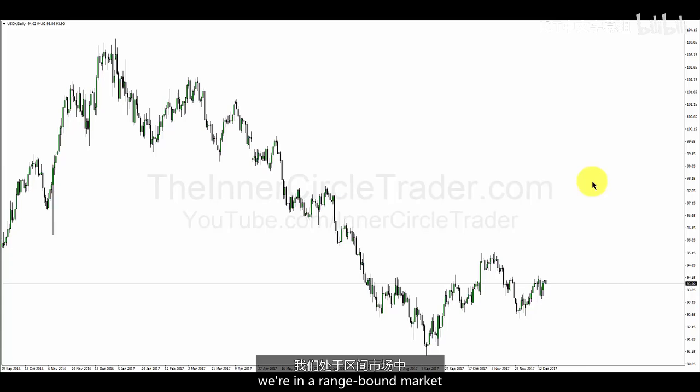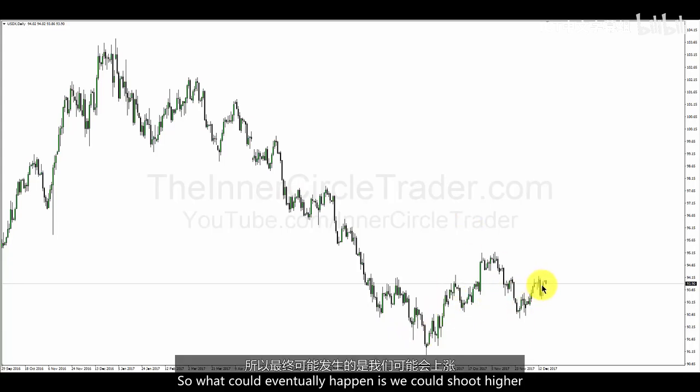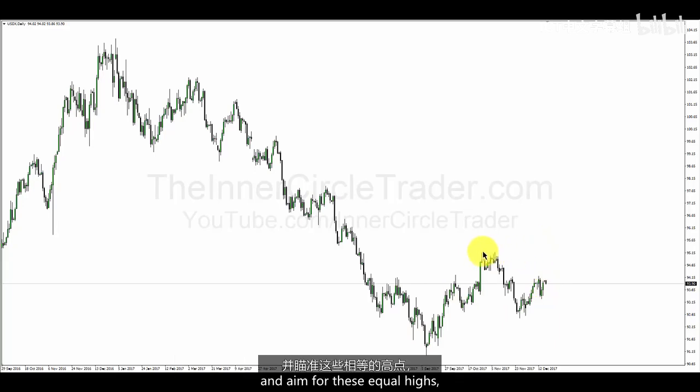Right now, we're in a range-bound market, or could potentially be a reversal. If we look at the trend, it's been lower. We have a potential reversal point down here, and we've gone sideways. So what could eventually happen is we could shoot higher and aim for these equal highs, or we could roll right over and make an attempt to go lower and retest this low, or try to trade down to it and fail. Okay, we don't know that. But you don't need to know that.